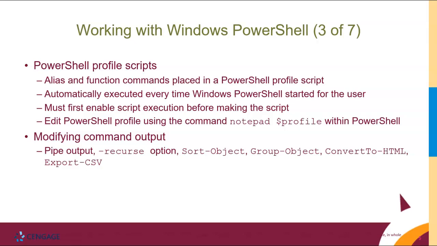You must first enable script execution before making the script, and then edit the PowerShell profile using the command notepad $profile with PowerShell. And then for modifying the command output, you can pipe the output, you can use recurse, Sort-Object, Group-Object, ConvertTo-Html, and then the very common Export-Csv command or output.